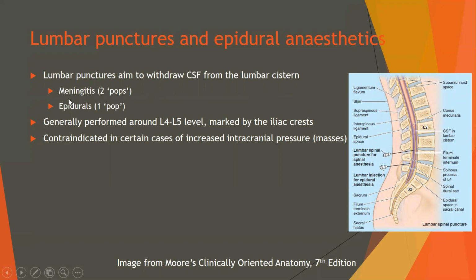If you are doing a lumbar puncture for a test for meningitis, so if you're looking for bacteria and you want to take a sample of the CSF, you're going to hear 2 pops. The first pop is coming through what's called the ligamentum flavum, which is like a ligament that connects all your vertebrae. And then the second pop that you'll feel as you're pushing this needle in is the dura mater. Some people will tell you it's the dura mater and the arachnoid mater that you feel as the 2 pops, but the arachnoid mater and the dura mater are basically bound together, so you won't feel that.